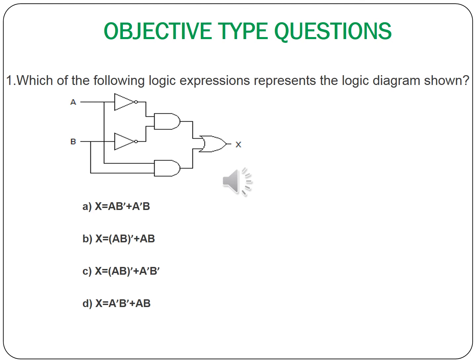This is a question asked in a previous GATE exam. Which of the following logic expressions is represented by the logic diagram shown? This is a combinational logic circuit with inputs A and B. The NOT gate produces A bar, and the NOT gate of B produces B bar, and A bar and B bar are the inputs to an AND gate.